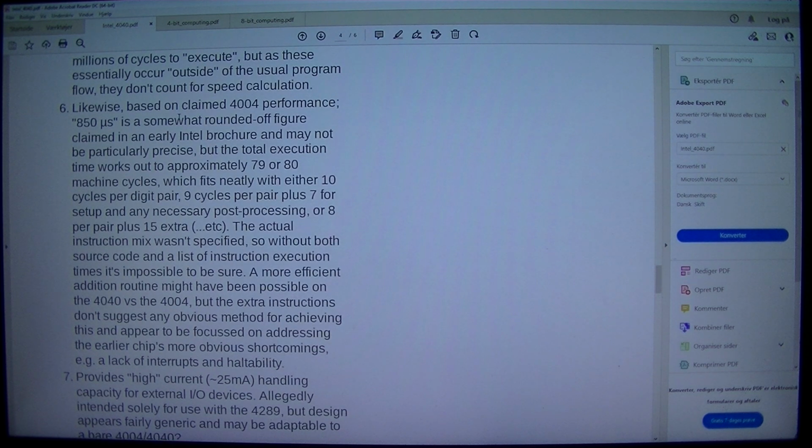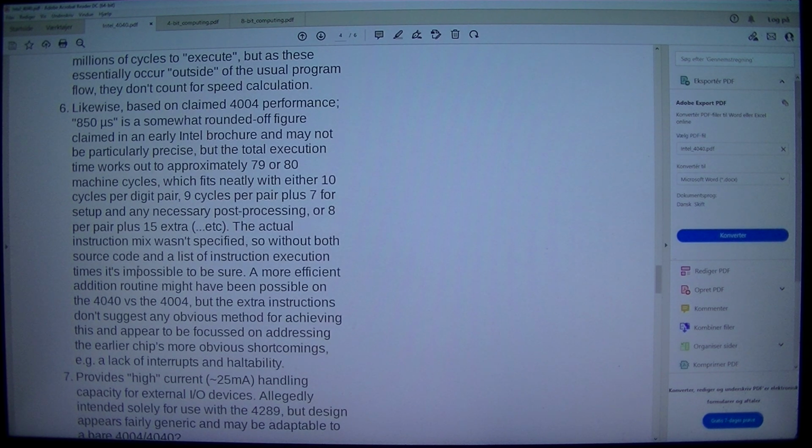Likewise, based on claimed 4004 performance, 850S is a somewhat rounded-off figure claimed in an early Intel brochure and may not be particularly precise, but the total execution time works out to approximately 79 or 80 machine cycles, which fits neatly with either 10 cycles per digit pair, 9 cycles per pair plus 7 for setup and any necessary post-processing, or 8 per pair plus 15 extra, etc.